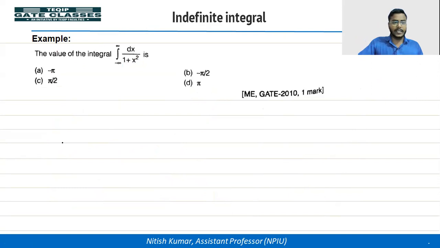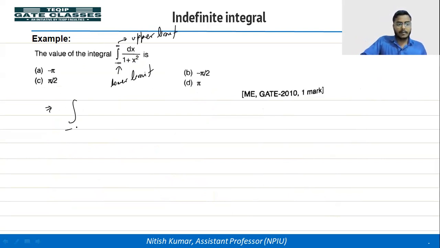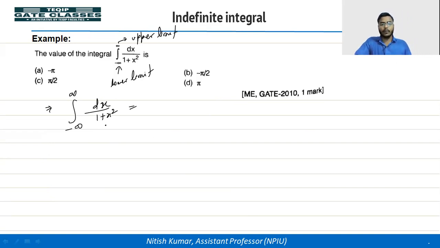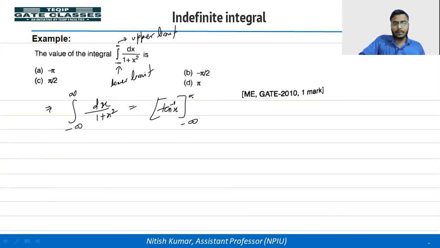So let's take a few examples for this. The value of the integral from minus infinity to plus infinity: minus infinity is the lower limit and plus infinity is the upper limit. So we write the integral from minus infinity to plus infinity of dx divided by 1 plus x square. What is the integration of 1 by 1 plus x square? Tan inverse x. So tan inverse x from minus infinity to plus infinity.